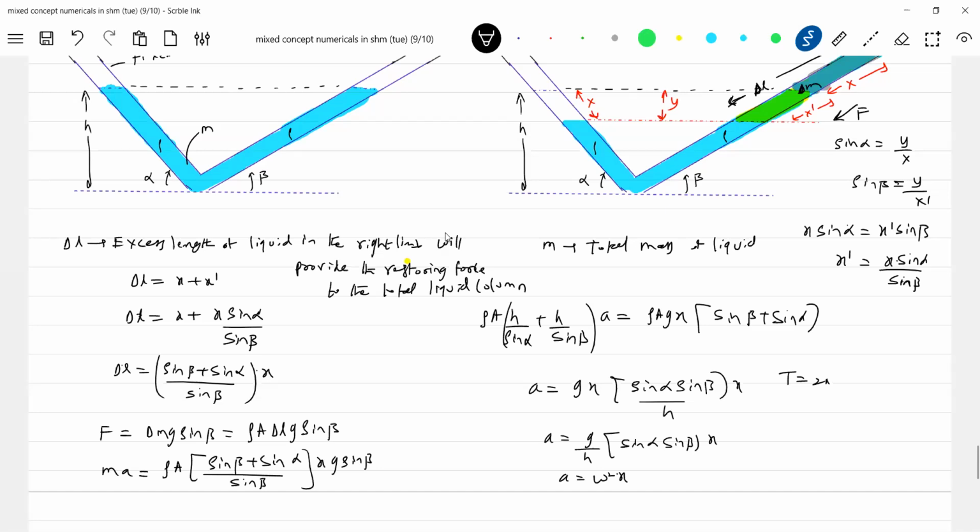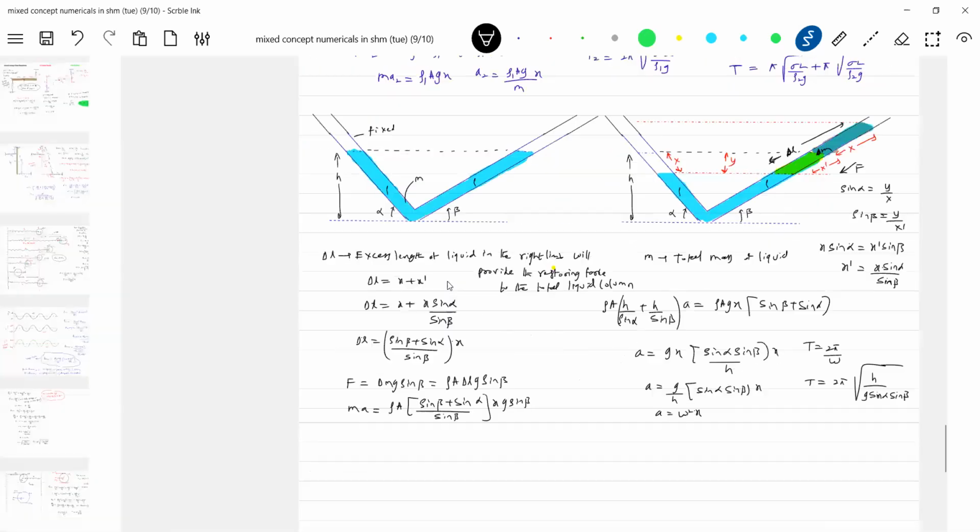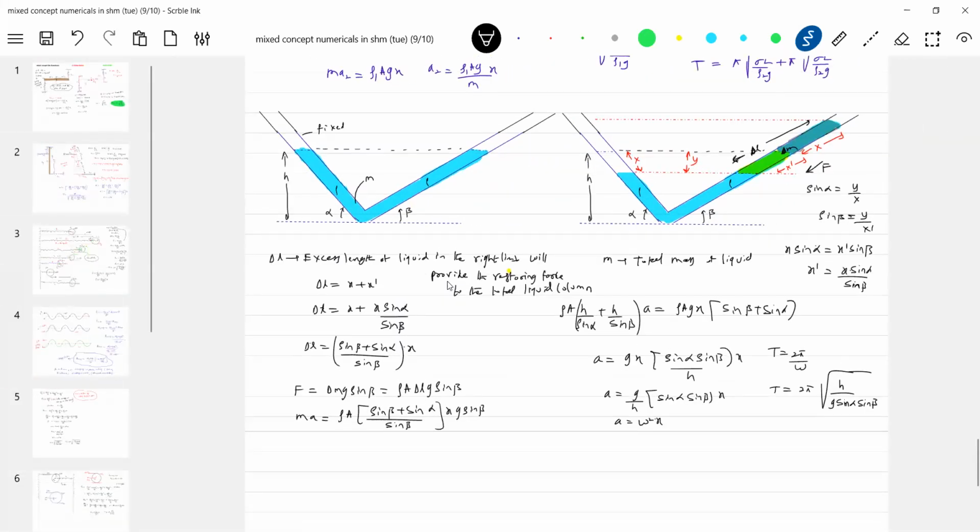So the time period will be 2 pi root of h by g, sine alpha sine beta. What is the use of this? You can see it is a generalized one. Now try to notice it. This is the time period of the total liquid column, not left or right. The total liquid column will be executing SHM.